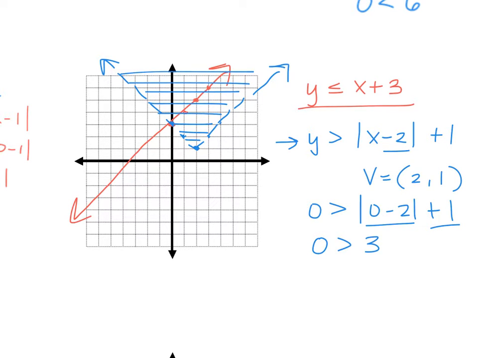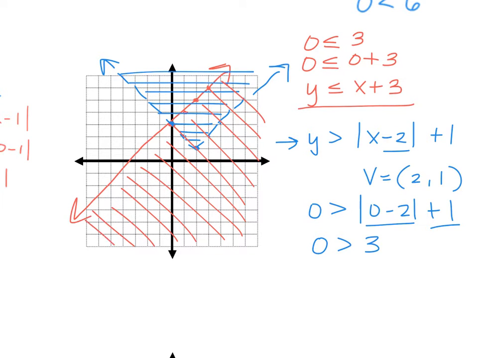Okay, the red line, if you plug in 0, 0, 0 is less than or equal to 0 plus 3. So 0 is less than or equal to 3. Is that true? Yes. So you're going to shade where 0, 0 is on that one, which would be on this side of the line, which means your answer is this little chunk. Okay? Questions on that?